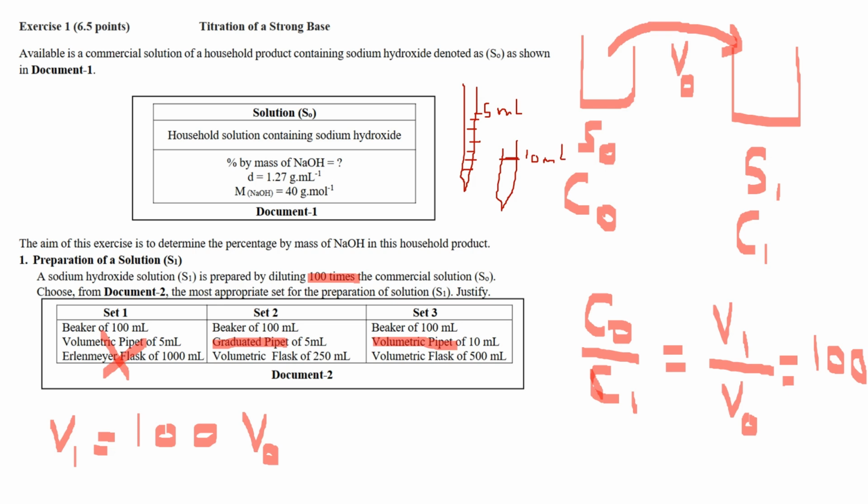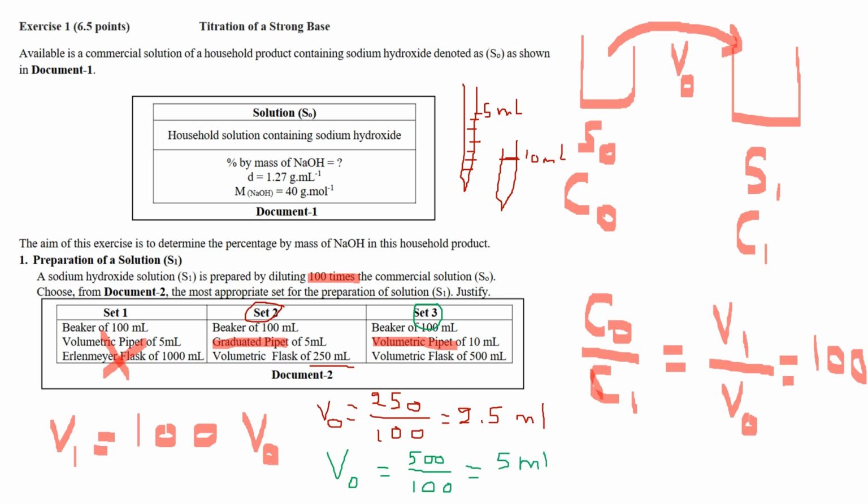Okay, let's go back to the formula that we have. If the last volume V1 is equal to 250 milliliters, this means that when we're using set 2, V0 should be equal to 250 milliliters divided by 100. So it should be equal to 2.5 milliliters. Now, if we're using set 3, I'll change the color. In the case of set 3, V0 should be equal to 500 divided by 100, which is equal to 5 milliliters.